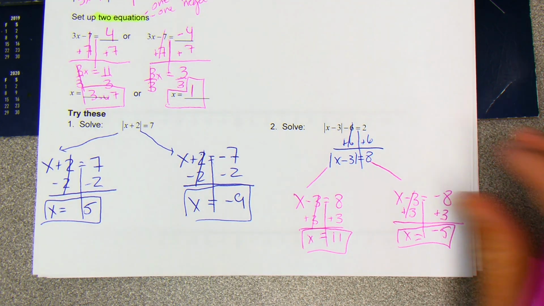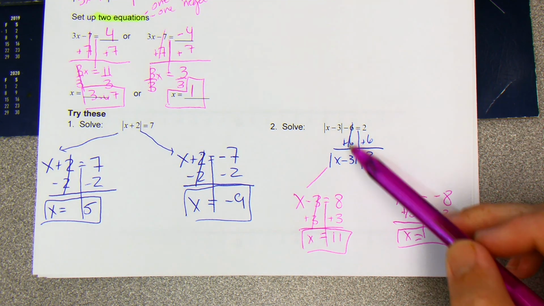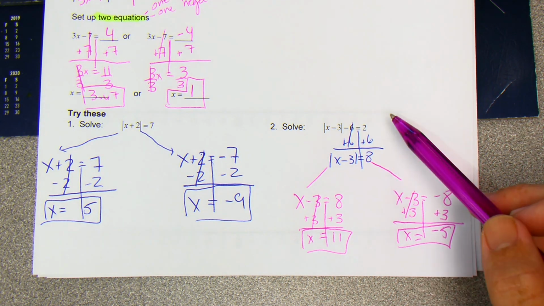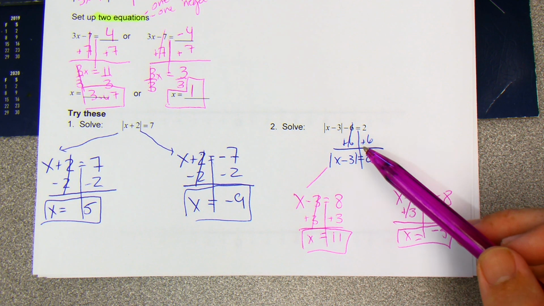So that one was pretty straightforward as well. The only extra step we had to do was move that negative 6 to the other side of the equal sign before we could split our absolute value up.